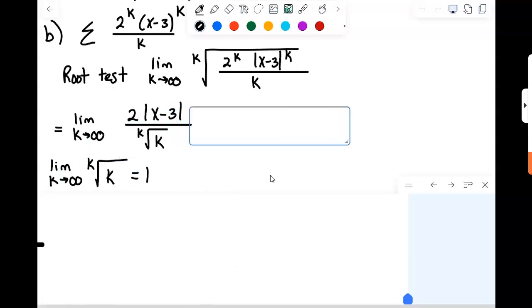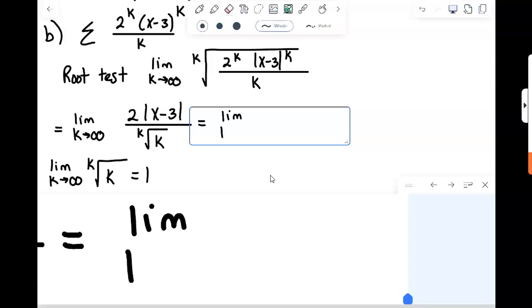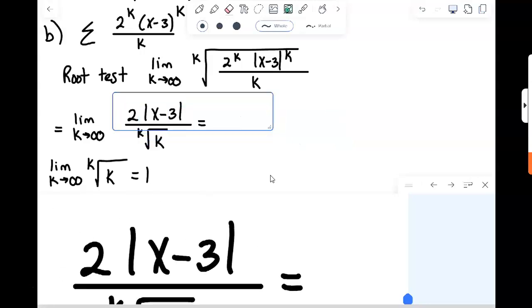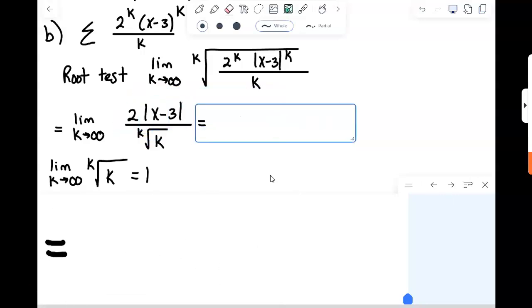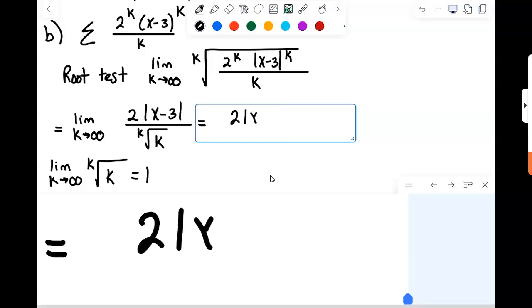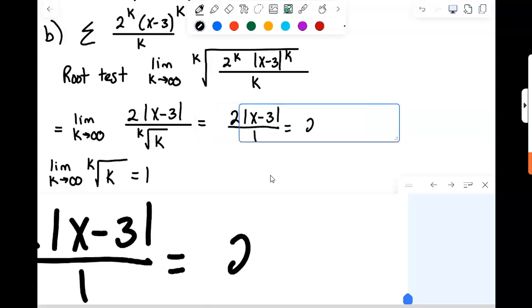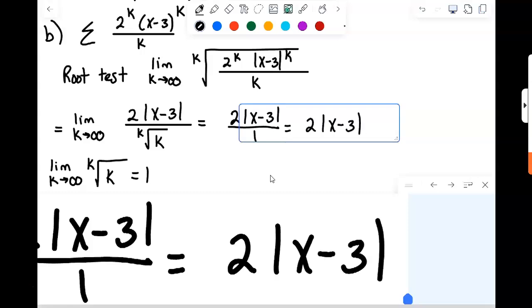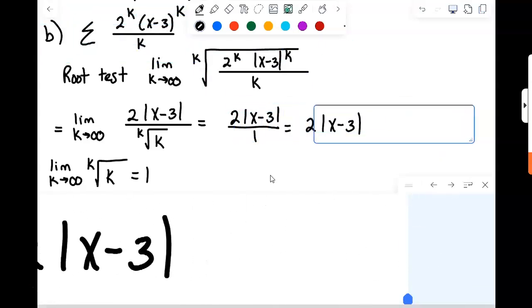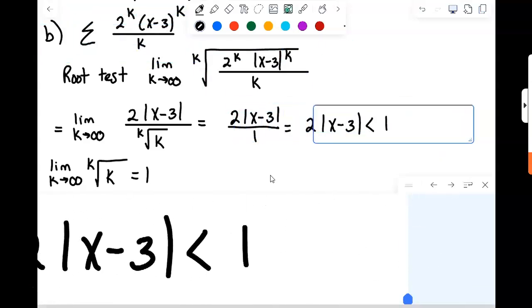So that means our limit as k goes to infinity of this stuff, actually I don't need to write limit anymore, will be 2 times the absolute value of x minus 3 all over 1. So that'll be 2 times the absolute value of x minus 3. So that's what's going to happen when we take the limit. And now for this to converge, this stuff needs to be less than 1. This thing needs to be less than 1.